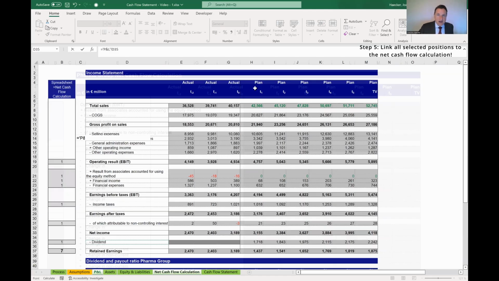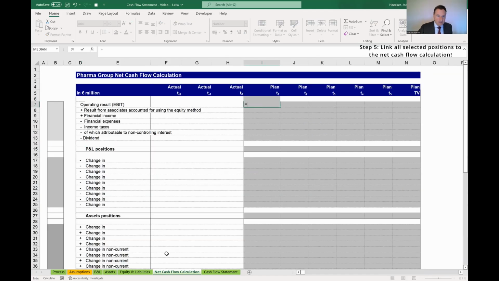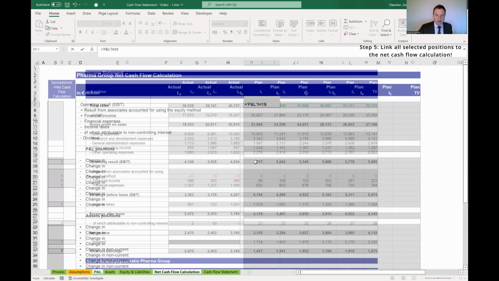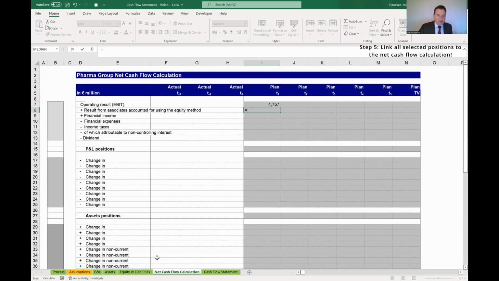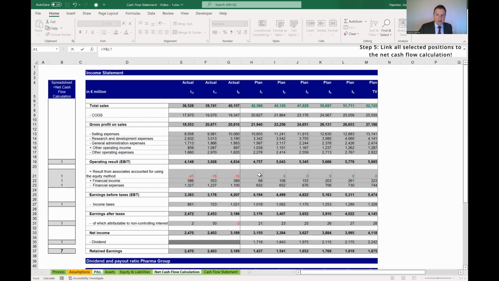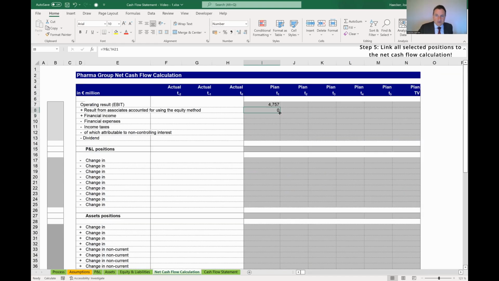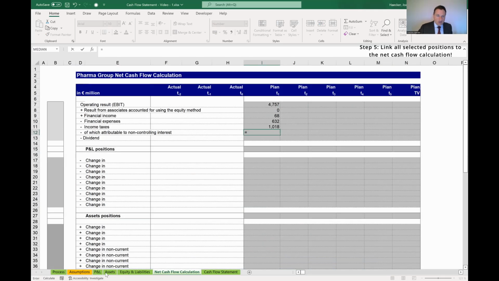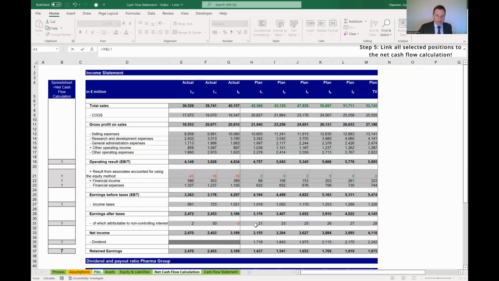So in terms of numbers, this equals the EBIT of the first year, which is here. Then the results from associate is this one, which you can pull down, 1, 2. You come up with the income taxes, which is here, 1 billion. The non-controlling interest, 21 million. And finally, the dividend. Dividend is a money out, so here's dividend.